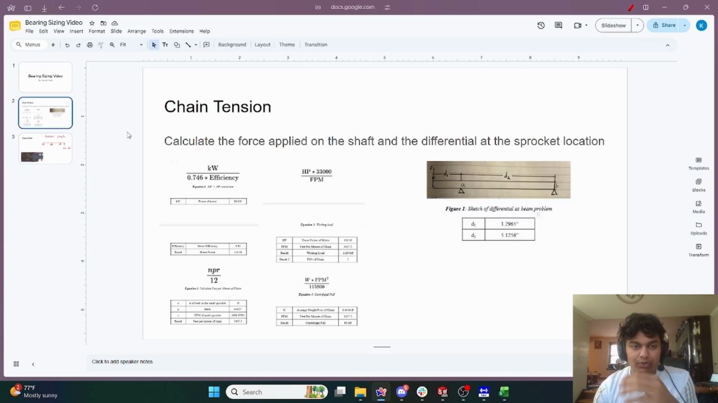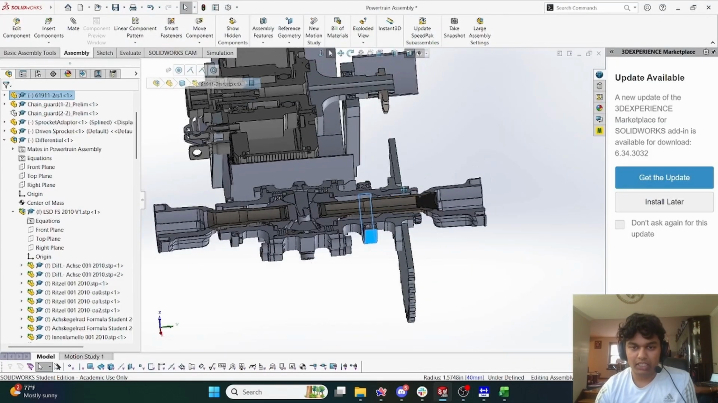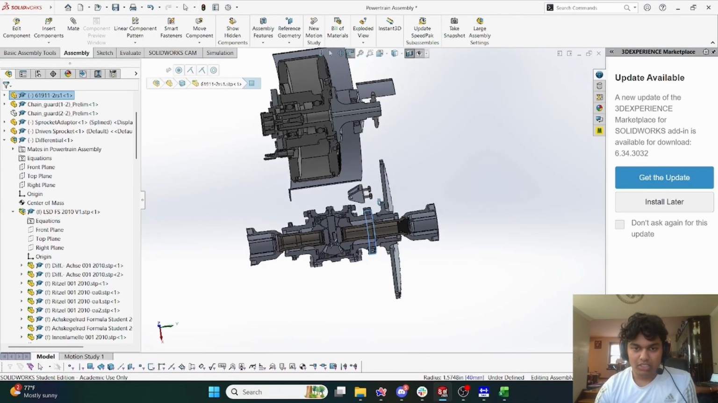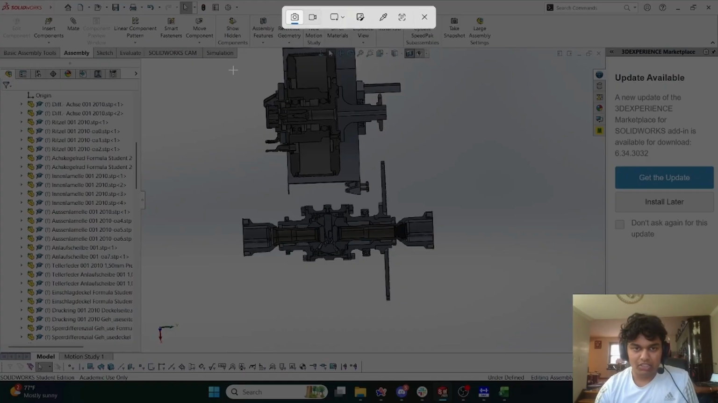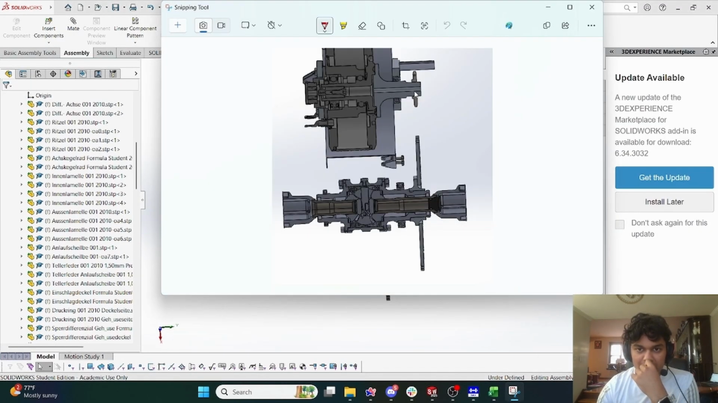So first of all, we have to calculate the chain tension. Our chain is going to apply a load such that basically, if I take a picture of our current powertrain, when the system is spinning, the chain is going to pull in like this on the sprocket, and we have to calculate what this load is.